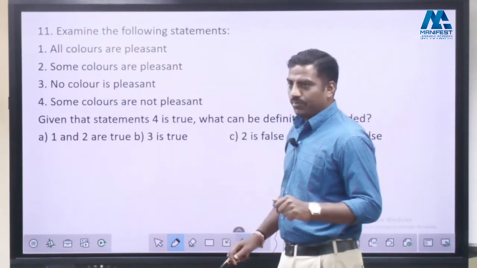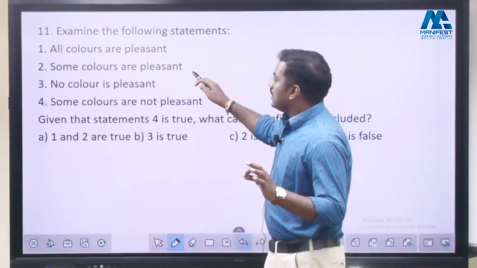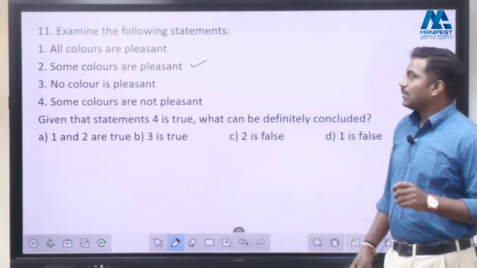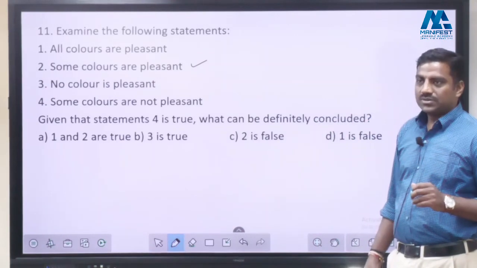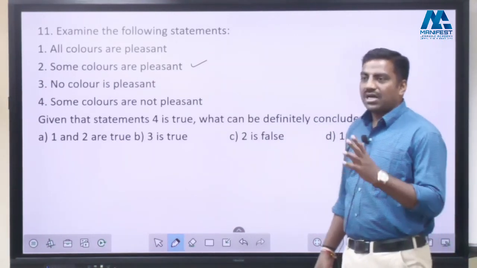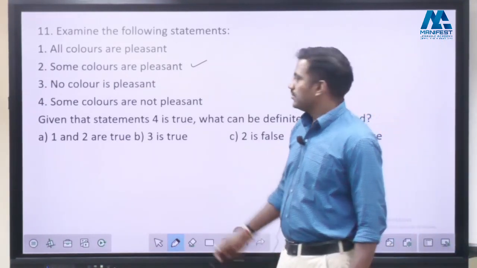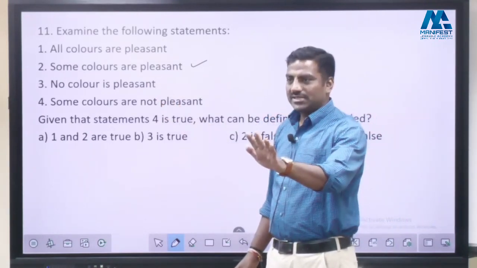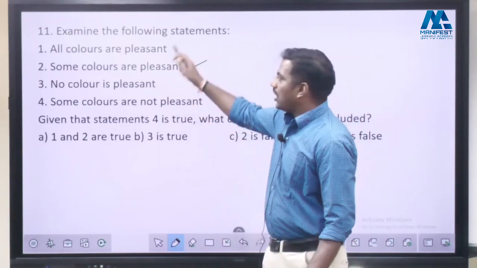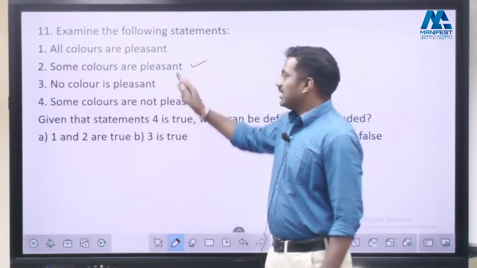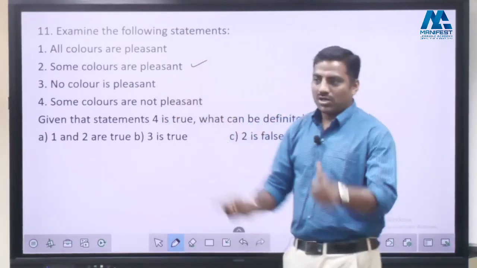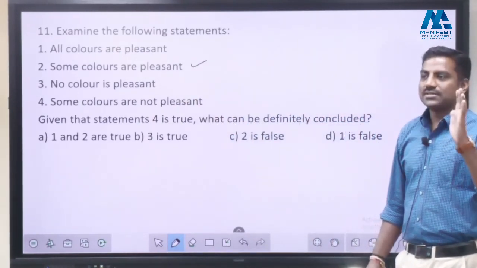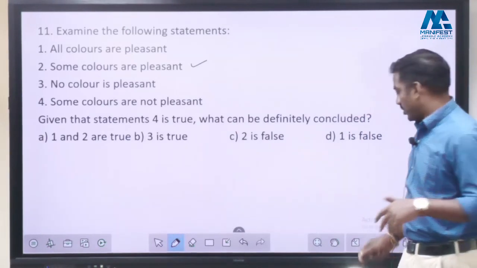Now, if I say this statement is right, some colors are pleasant, which can be pakka wrong. Getting my point? Yes. When some are not is there, all is pakka wrong. When some are there, then no is pakka wrong. That much you keep in your head. That's it. Done? All other things can be solved with elimination. Okay.